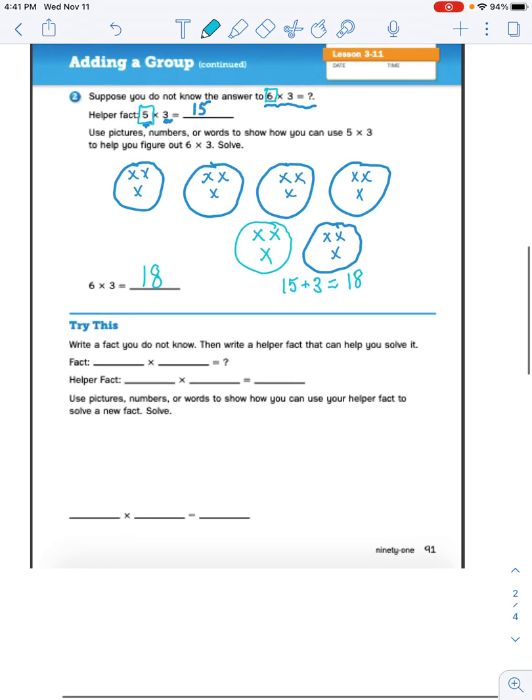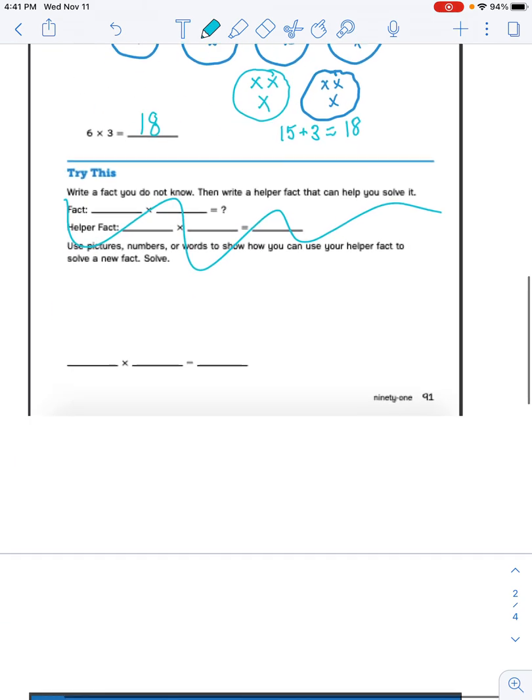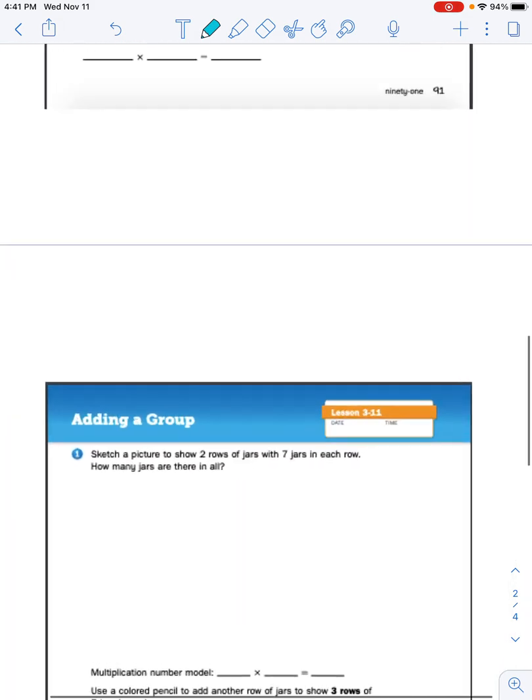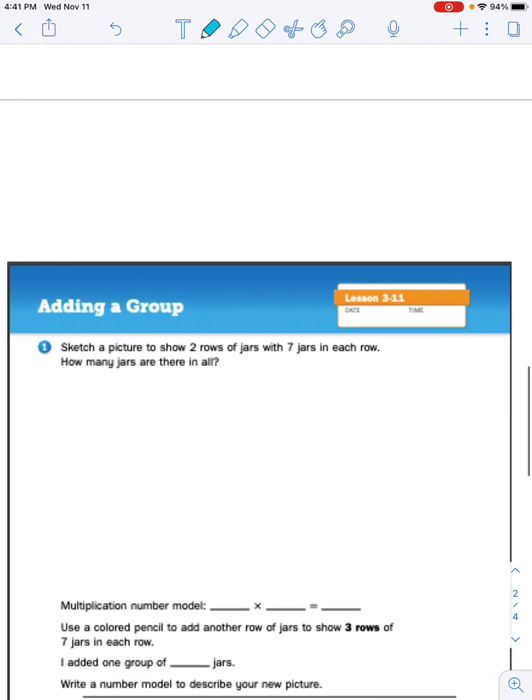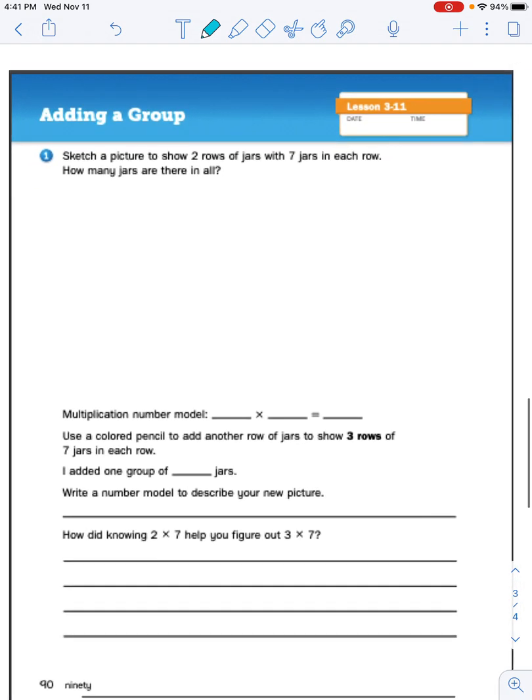All right, we're not going to do that. I'm going to show you what you guys are doing for your practice problem. This is yours. It says, sketch a picture to show 2 rows of jars with 7 jars in each row. How many jars are there in all?